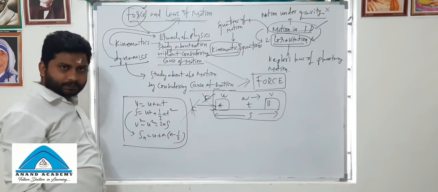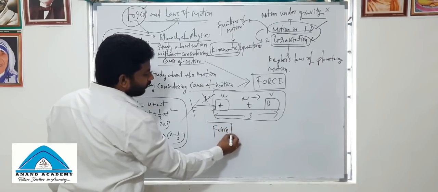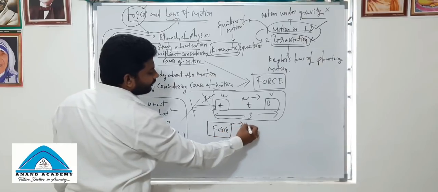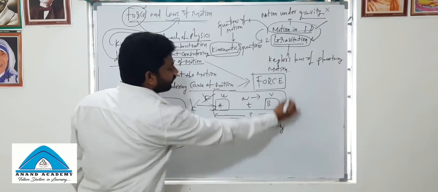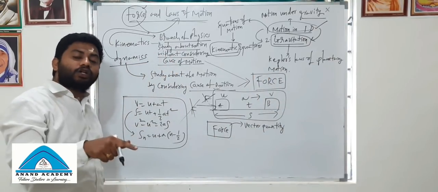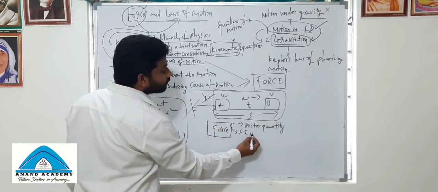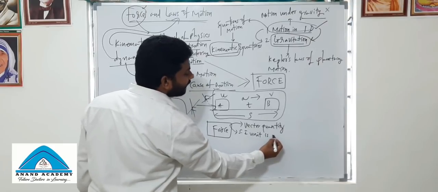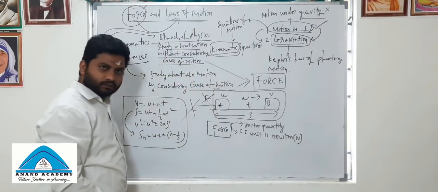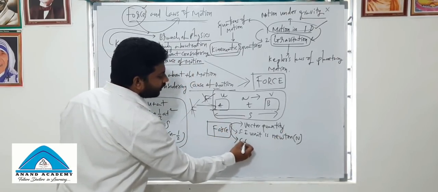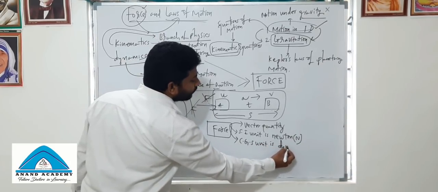Now, let's see the force first. Force. It is a vector quantity. Force is a vector quantity because it has magnitude as well as direction, right? And the SI unit of the force is Newton. SI unit is Newton, denoted with the symbol capital N, right? You know, CGS unit of the force is dyne.